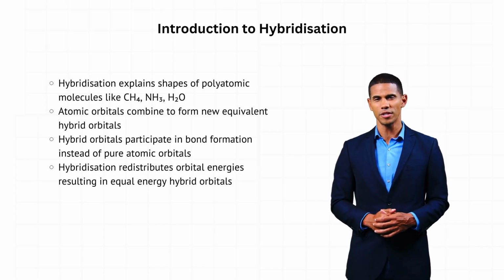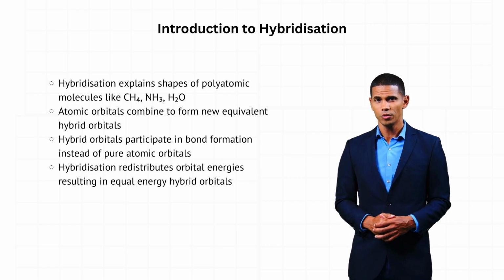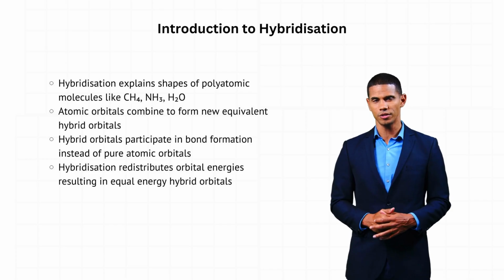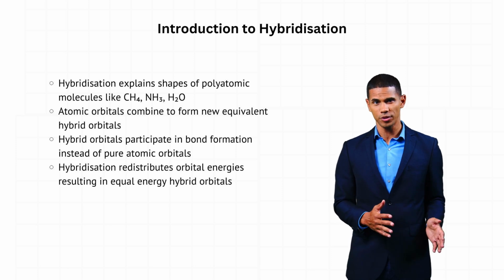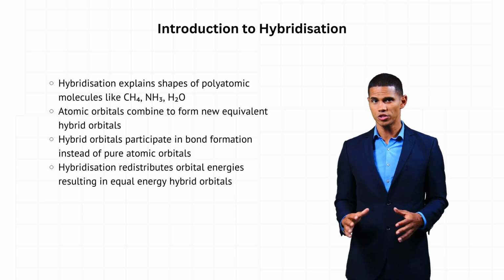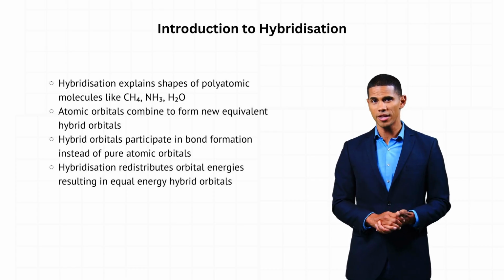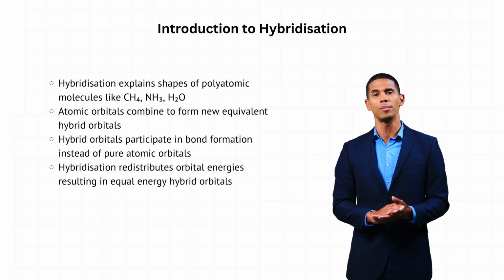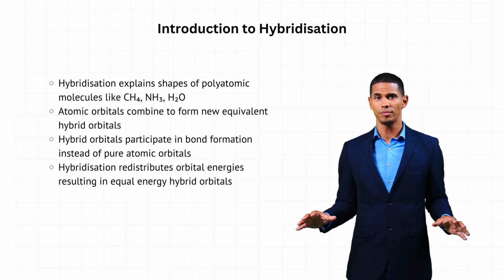Think of hybridization as an organization method in the atomic world, where orbitals get reshuffled to create the strongest possible bonds and stable structures. Throughout our lecture, we'll explore this concept deeply, connect it with molecular shapes, and understand why it's so important in chemistry. Ready to dive in? Let's begin.